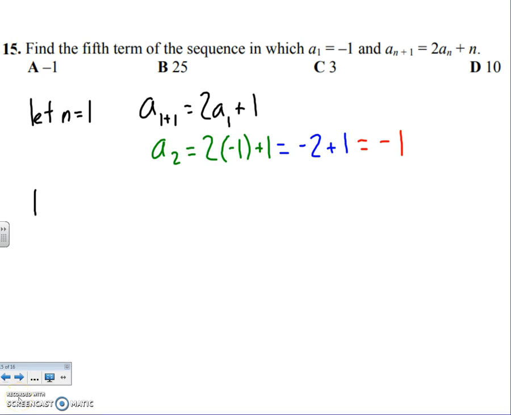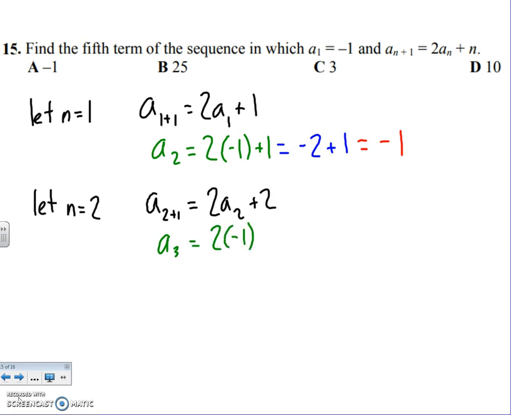So now we're going to let n equal 2. That means I'm plugging 2 for n in the formula. A sub 2 plus 1, meaning a of 3, equals 2 times a of 2 plus 2. So that means a sub 3, the third term, would be 2 times a of 2, which we just found before was negative 1 in red, plus 2. If I simplify that, I get negative 2 plus 2, which is 0.